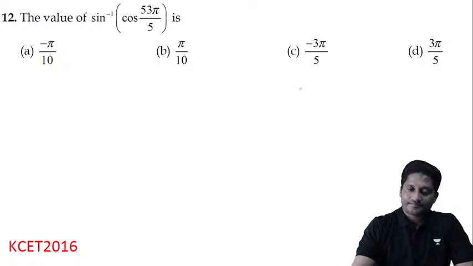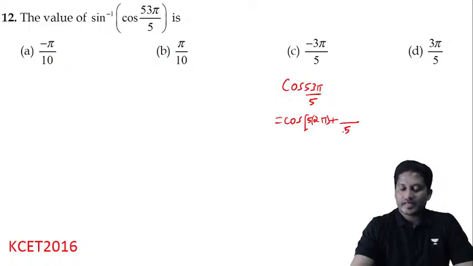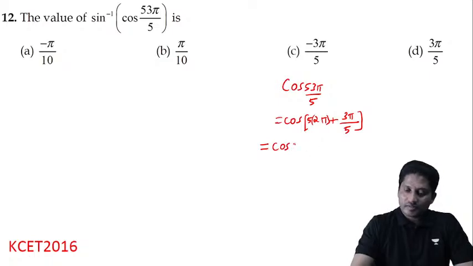Okay, now listen. Cos 53 pi by 5 can be written as cos of 2 pi plus... LCM is 5, right? If I take multiple of 5, here 5 into 2 is 10, 10 into 5 is 50, 3 plus 50 pi will be 53 pi. 360 plus theta, first quadrant all are positive. This is cos of 3 pi by 5.